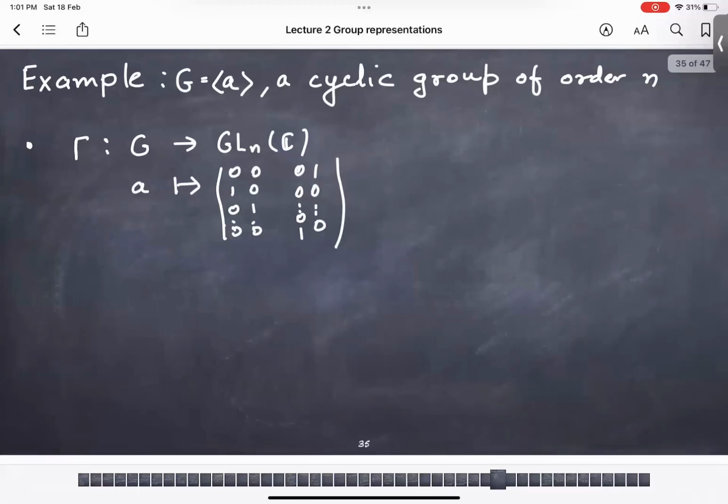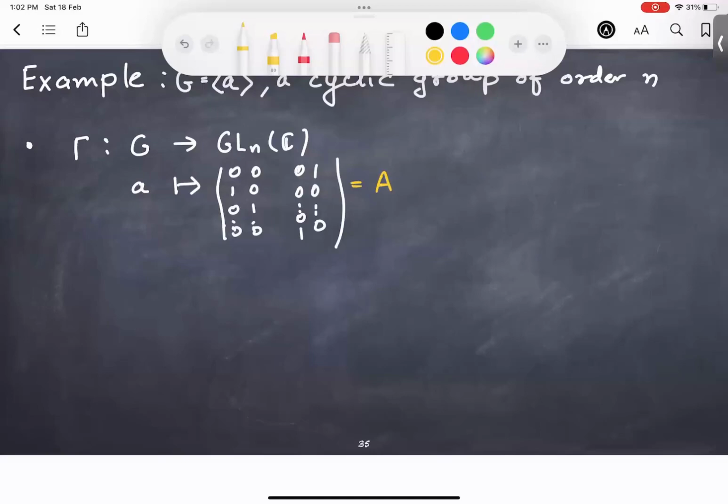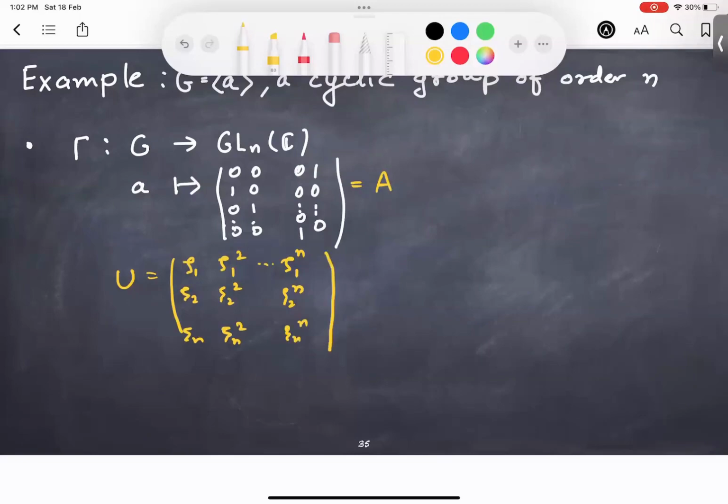For example, I wrote the regular representation of a cyclic group. A goes to this circulant matrix. Now you look at U, which is the Vandermonde matrix: take all nth roots of unity, zeta 1, zeta 2, ..., zeta n, and form the matrix with powers of zeta 1, zeta 2, up to zeta n. The zeta i's are all nth roots of unity in C. This matrix is an invertible matrix called the Vandermonde matrix.